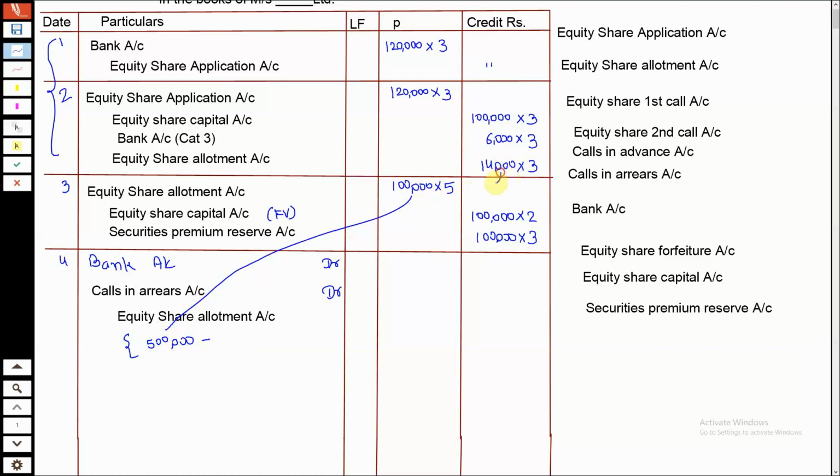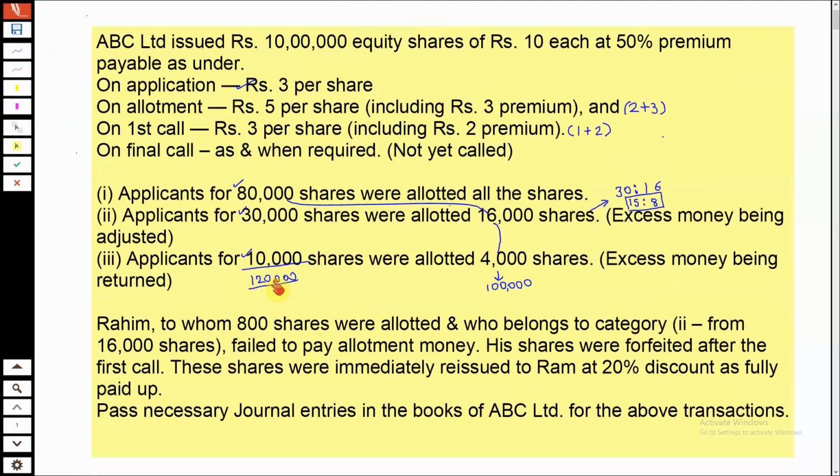So I will write here, this comes to 42,000, and now you will have to receive this much amount, 5 lakhs minus 42,000. So it will come to 4,58,000. Are you clear? And now this is very important working. Okay, what is the calls in arrear? For that, let us go through the question.